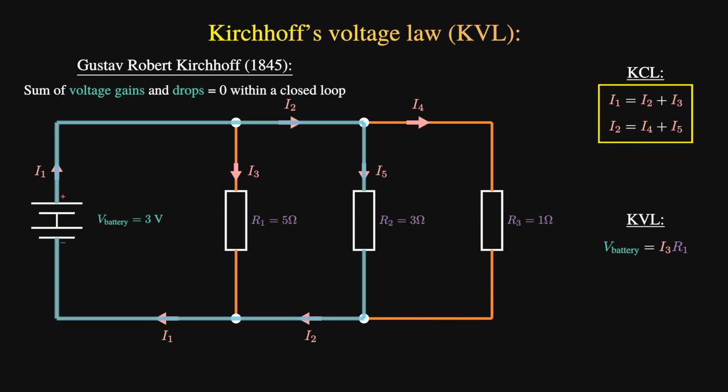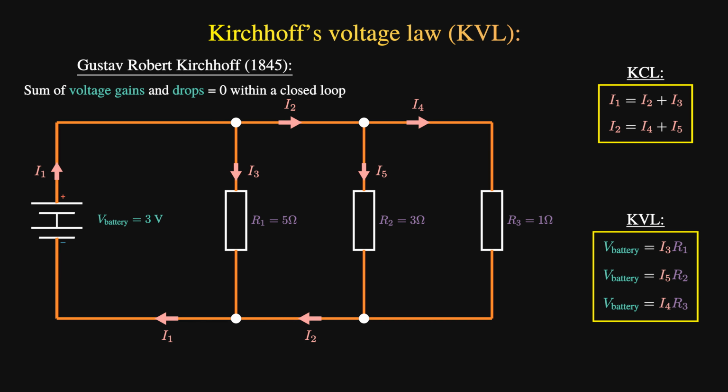We can also do this for the second path, where V battery equals I5 times R2, and for the final path, where V battery equals I4 times R3.